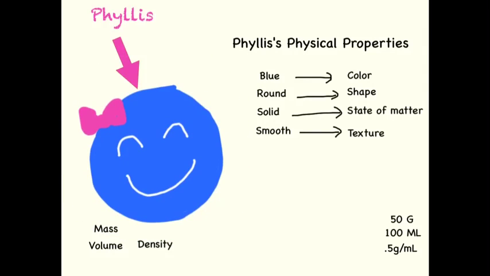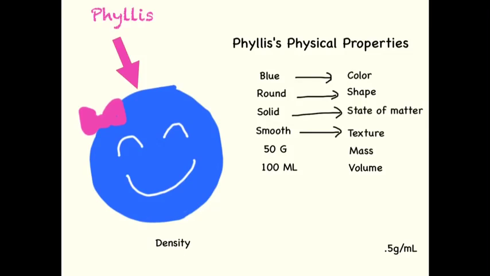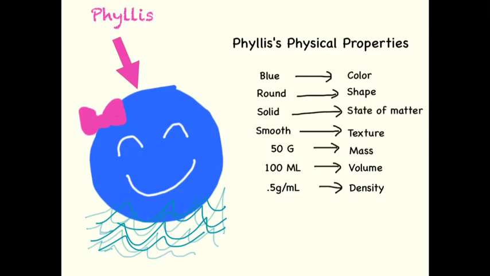Now, Phyllis also has a specific mass, volume, and density. Her mass is 50 grams. Her volume, the amount of space that she takes up, is 100 milliliters. Therefore, her density, the amount of mass in a volume, is 0.5 grams per milliliter. This means Phyllis can float on water.